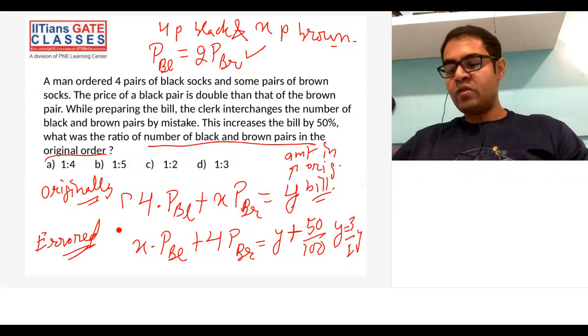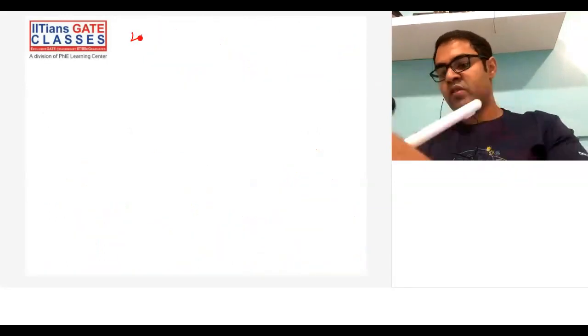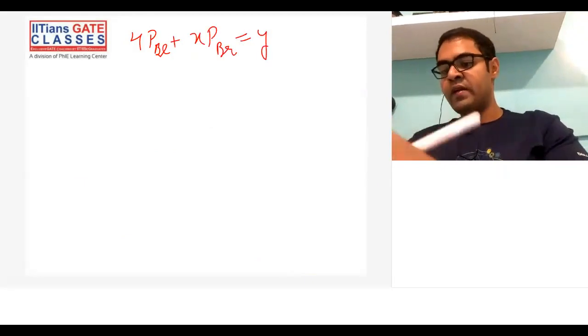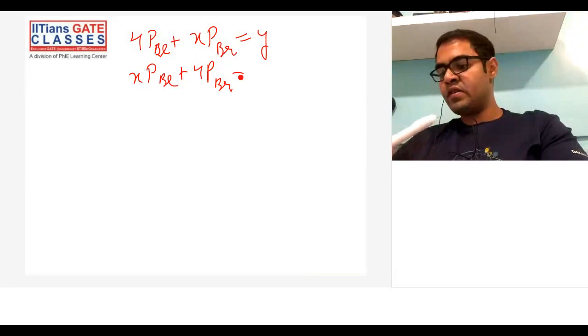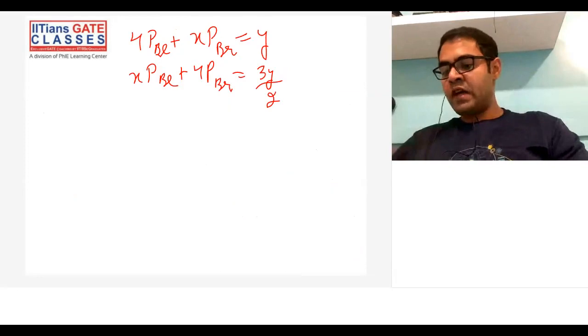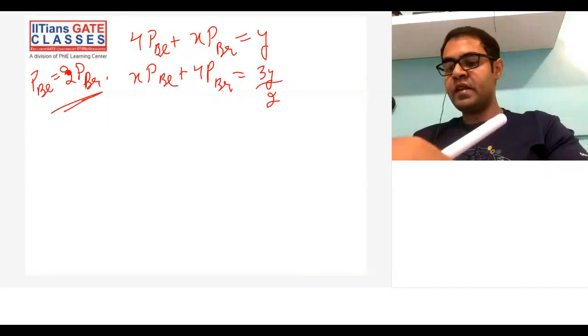So I just want to write these two equations. Let me just copy them on the next slide, because I want to now solve them. Black plus X pairs of brown becomes Y. And then X pairs of black plus 4 pairs of brown socks becomes 3Y by 2. And I have one more relation. Price of black is twice price of brown. This is the relation that I have.